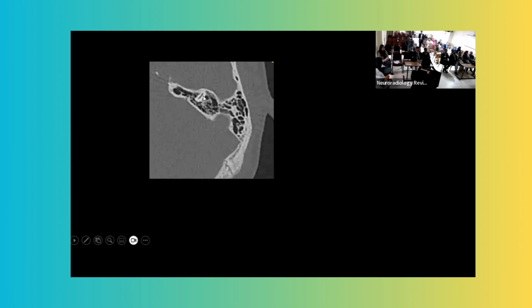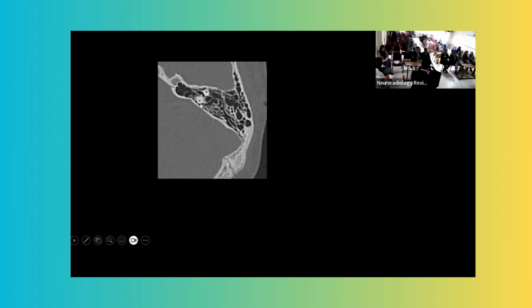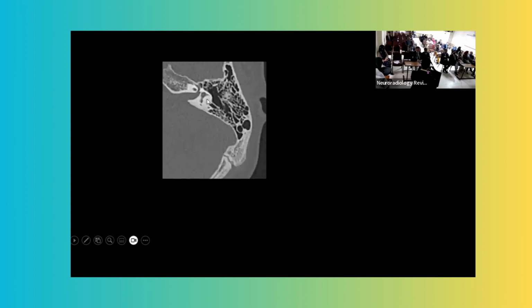Now coming to the axial images. So this is a superior semicircular canal, and this is the mastoid air cells. So we're going down again, superior semicircular canal. And now we can see the internal auditory canal here as well. And then this is a bony path here for the facial nerve going into the first genu of the facial nerve. And we can see the vestibule here.